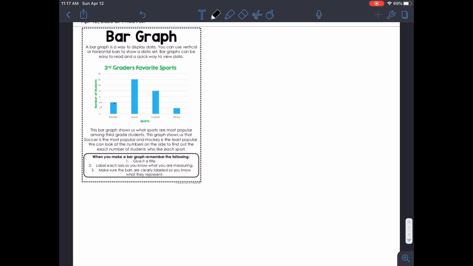This bar graph right here shows us what sports are most popular among the third grade students. And you know that because if you look right here, it has a title. So every graph has to have a title because it tells you what you're looking at.